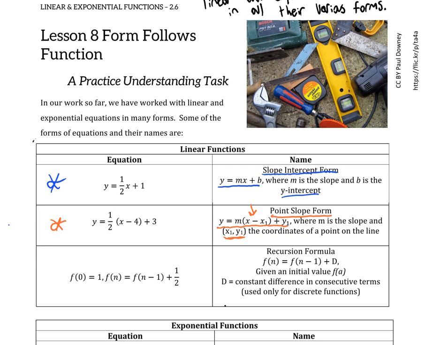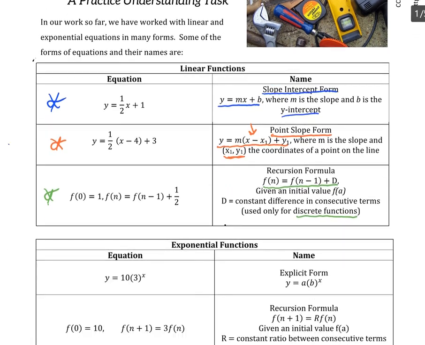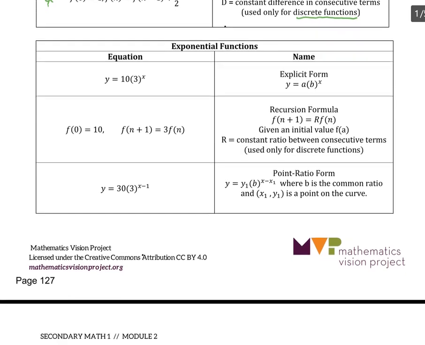Next up we have the recursion formula, or the recursive formula, for a linear function. That is f of n equals f of n minus 1 plus d, and d is the common difference or constant difference as they're calling it here. This is used only for discrete functions. It turns out there's not a problem in this task where the recursion formula for a linear function is most appropriate, but you did tons of those back in Math 1 Module 1, so hopefully you feel confident with those. Alright, moving down now to exponential functions.